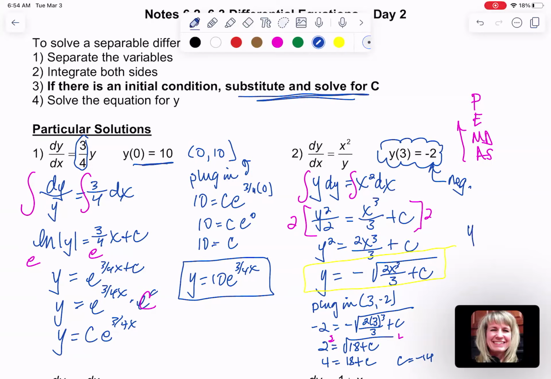So your final answer will be y equals a negative square root of 2x cubed over 3 minus 14. And that's your particular solution.